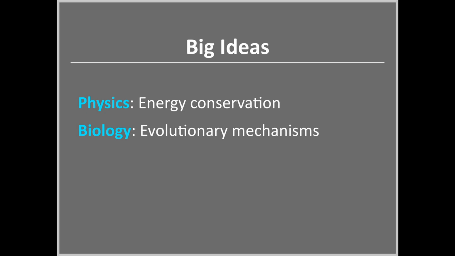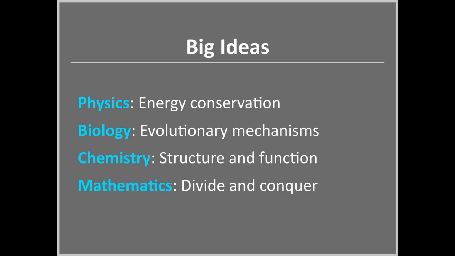In biology, evolutionary mechanisms is a big idea. This big idea is about how natural selection produces evolutionary change, and random effects can affect evolutionary history. In chemistry, the big idea of the relationship between structure and function is about how the structure of molecules determines its function and role.